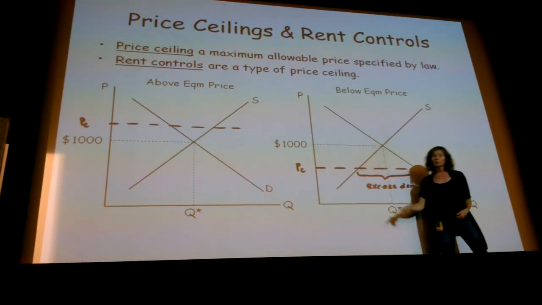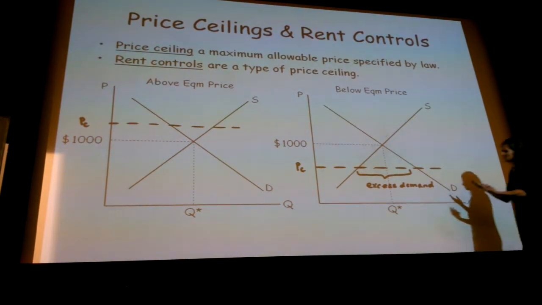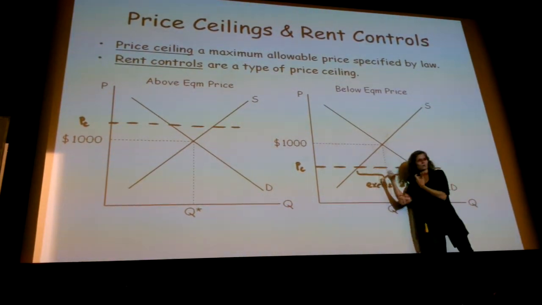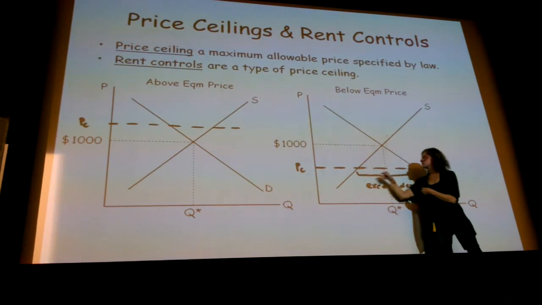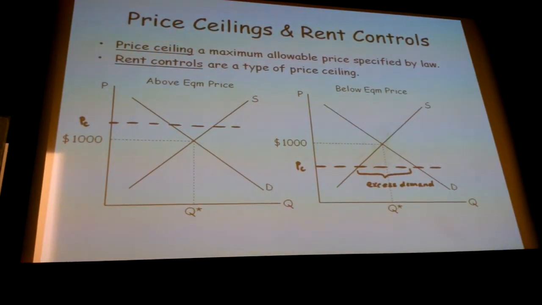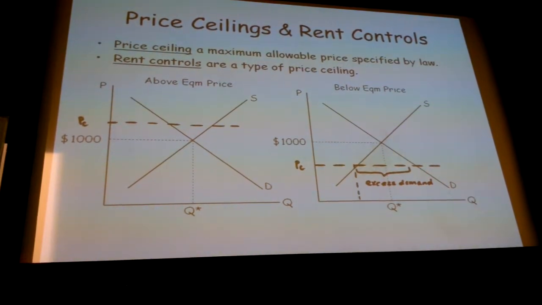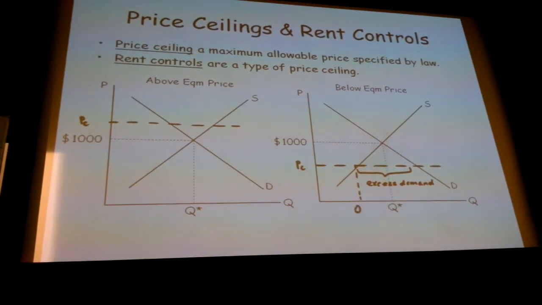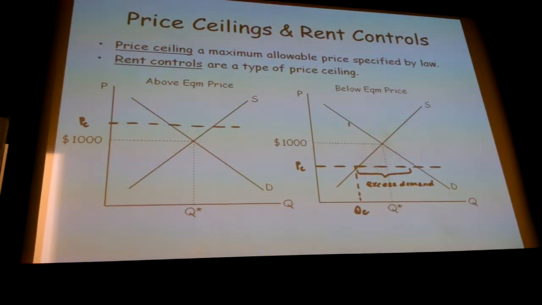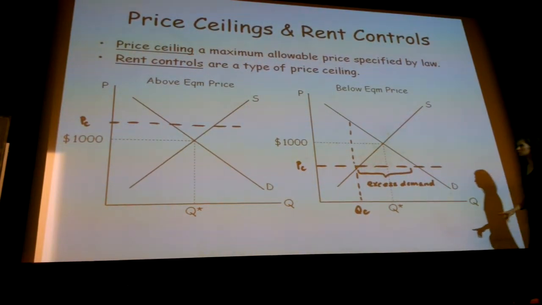In this case, the equilibrium quantity of apartments is determined by the short side of the market, where in this case the producers are the short side of the market because the quantity supplied is less than the quantity demanded. So in this case, Q sub C is the equilibrium quantity. And actually, for reasons that will become clear in just a minute, I'm going to go ahead and extend this line all the way up to the demand curve.